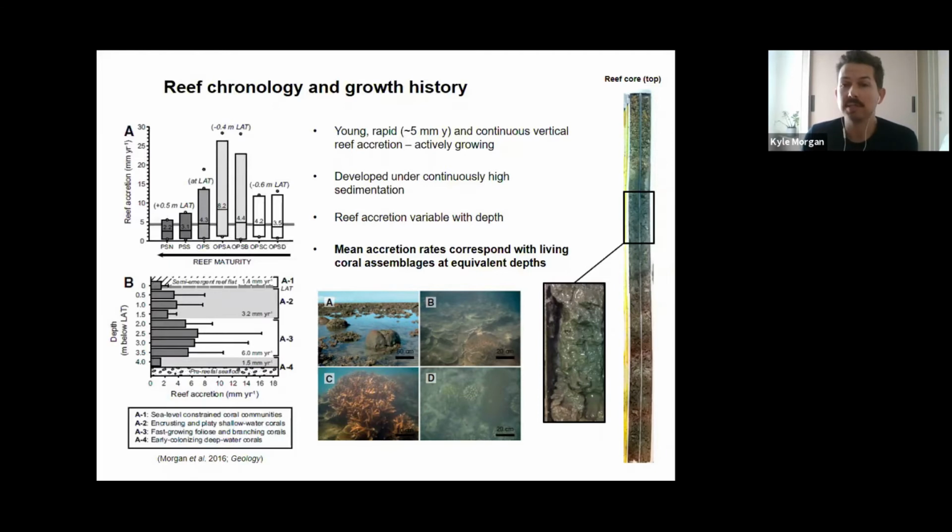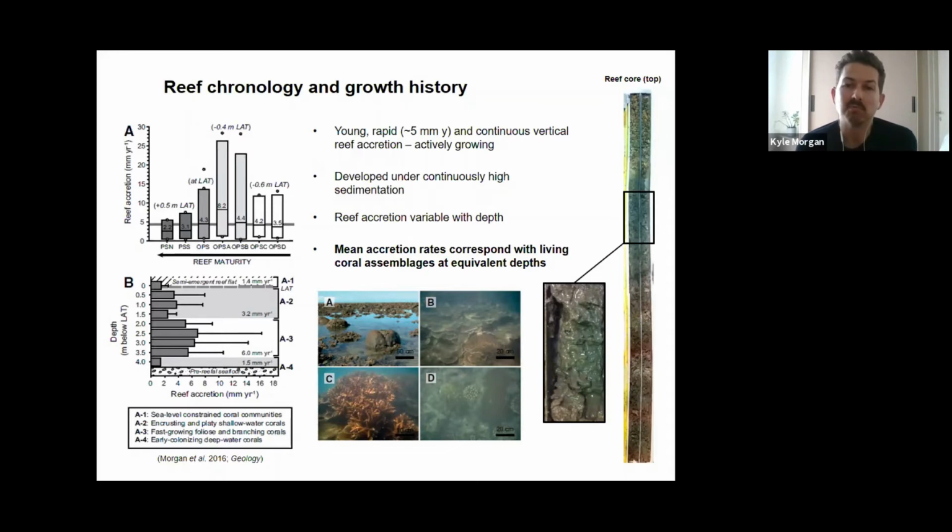What's key, and you can see this in the core quite clearly, is that throughout their growth histories, the reefs have developed continuously under high rates of sedimentation. So the sediment matrix throughout the core is very muddy and is consistent with what we see on today's reefs. However, when we pulled all the data together and looked at our varying reef accretion rates, what we saw as a trend was that reef accretion was variable with depth.